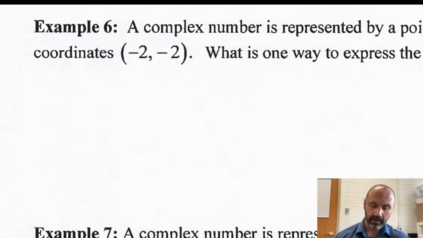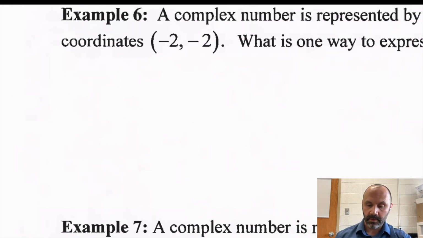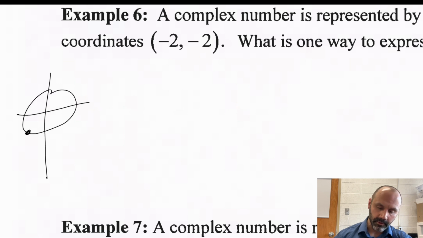Can we find r, theta? So this is just like what we were doing before. We're just going backwards to try to find the r and the theta. So if it's -2 comma -2, then I know I'm going to be down over here. Okay, so let's do this and find out where we are.